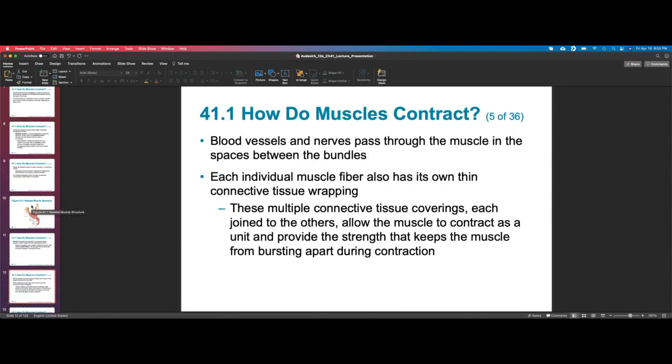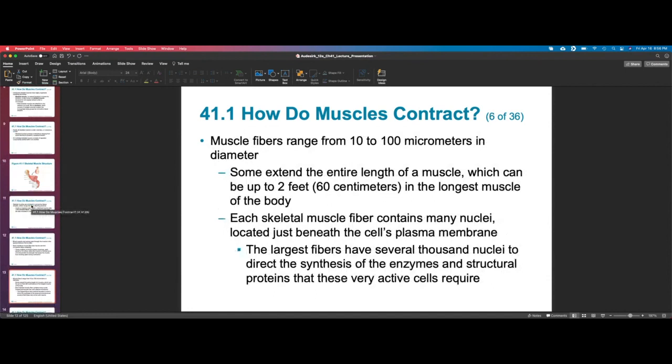So blood vessels and nerves pass through the muscle and the space between these bundles. And then you're also going to have connective tissue wrapping everything together. And we'll get into where you see these kinds of tissues as well. So muscle fibers do vary in length.